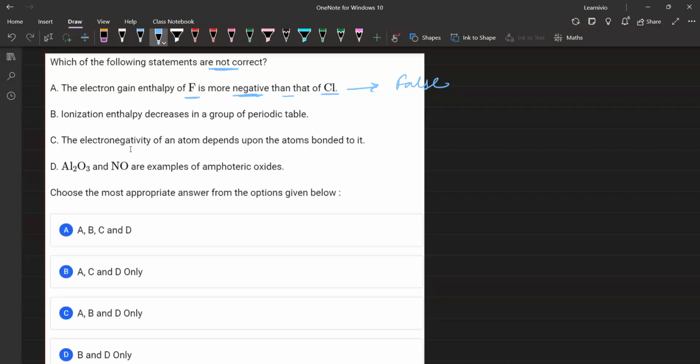Ionization enthalpy decreases in a group of the periodic table. That means if you are going from top to bottom, what will happen to the ionization enthalpy? It will decrease. This is true. So option number B will be correct, because they are asking for not correct. Decreases in a group will be true. So B is present in A, B is present in C, and B is present in D. That is why the only correct option will be A, C, and D.